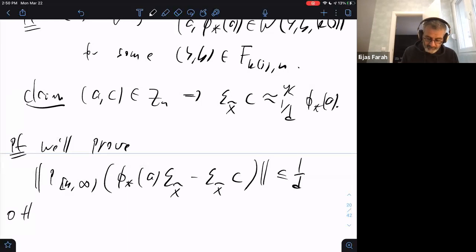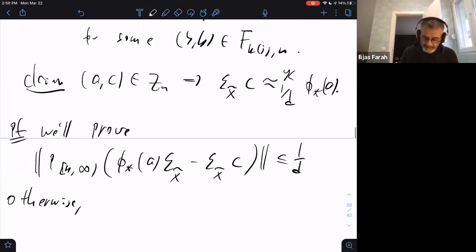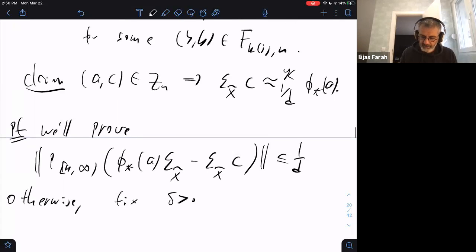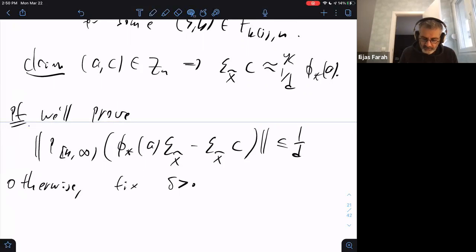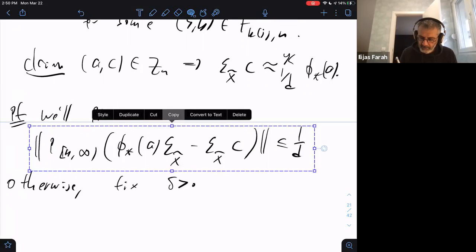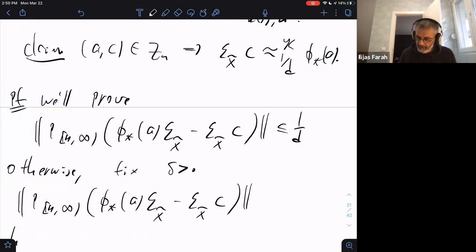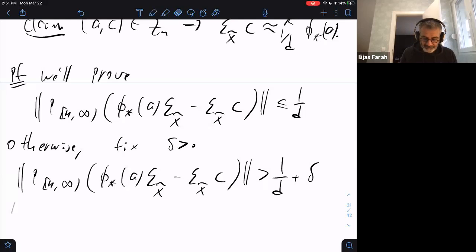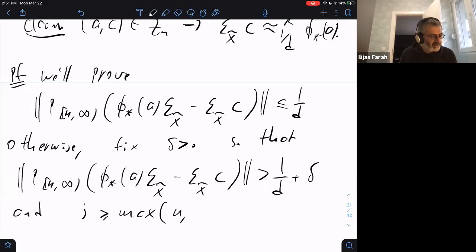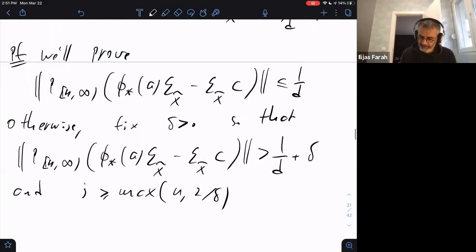Okay, so otherwise, fix delta greater than 0, such that, okay, now I'm going to use my skills in copying and pasting, such that this here is greater than 1 over D plus delta, right? If it's not smaller, then it's sufficiently greater. So this holds, and also fix J, which is sufficiently big. Sufficiently big means greater than the maximum of n and 2 over delta. Right, so J is this index of these k_j's.